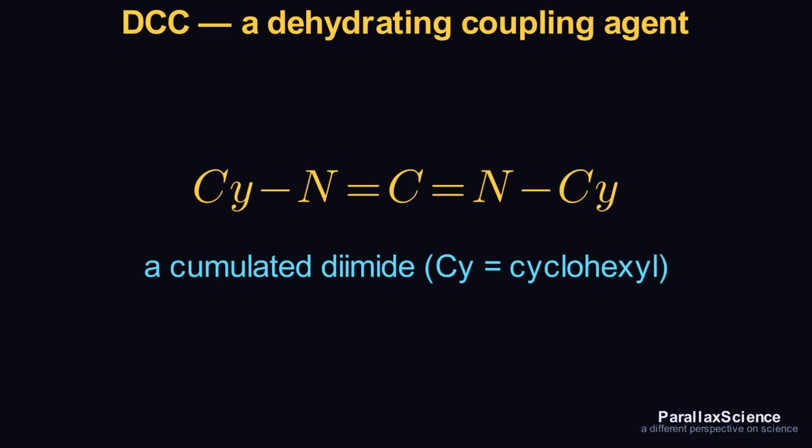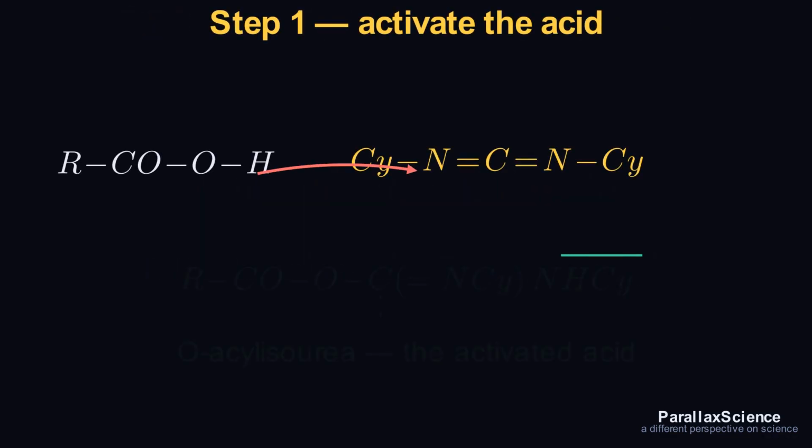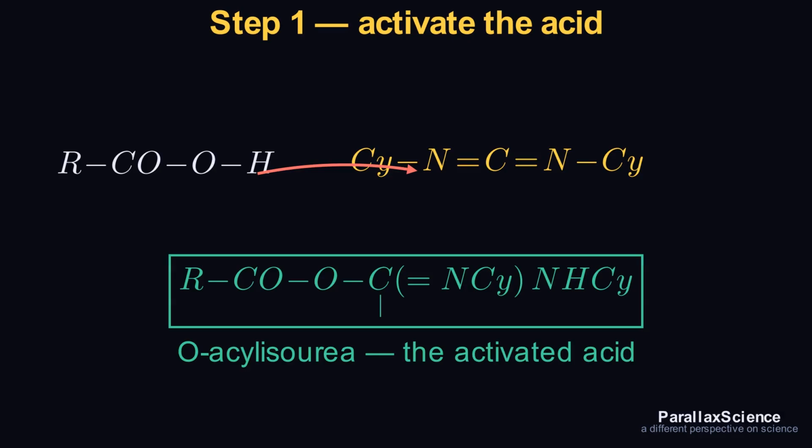Dicyclohexylcarbodiimide, mercifully shortened to DCC. A dehydrating coupling agent, drawn as accumulated diimide. A carboxylic acid adds across its central carbon, producing a highly reactive intermediate called the O-acylisourea. This is the activated form of the acid, and the entire reason DCC works.